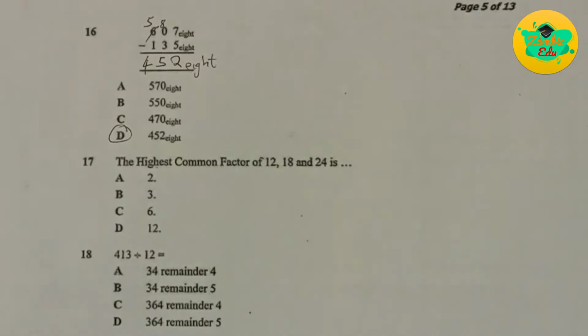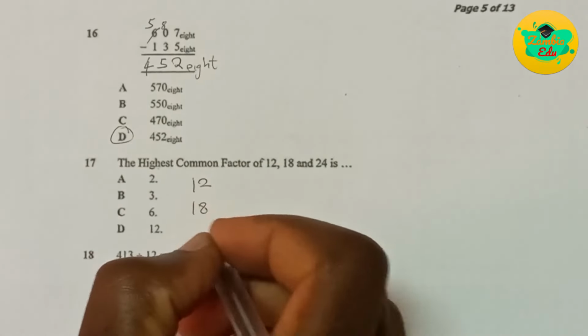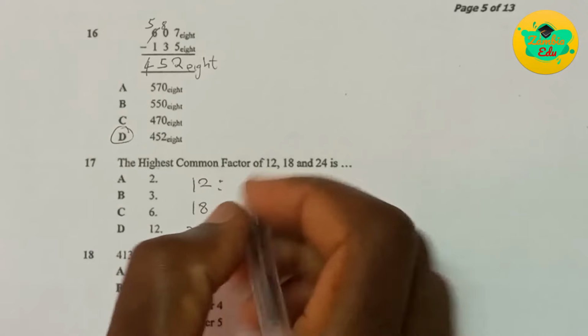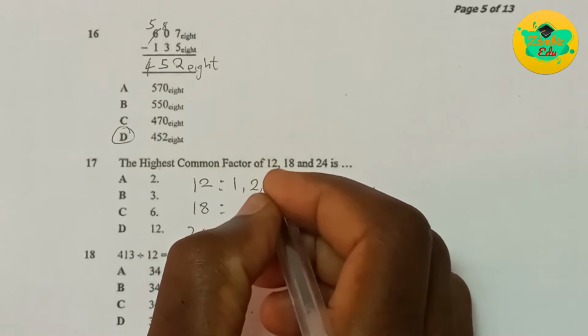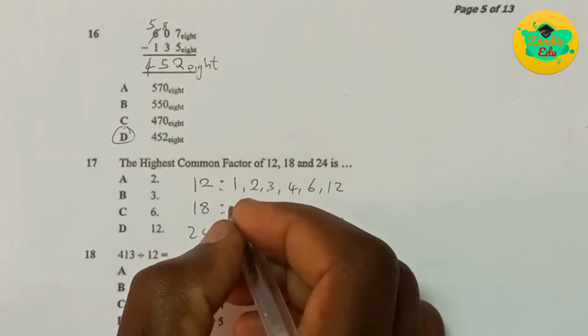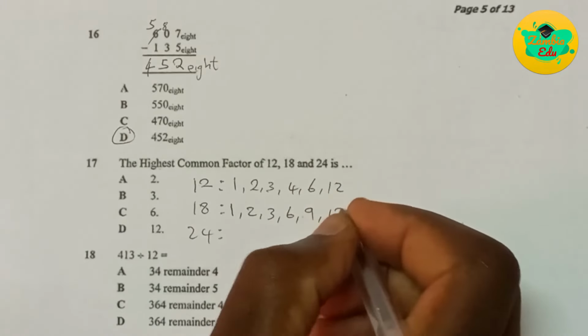We quickly go to number 17. Number 17 says the highest common factor of 12, 18, and 24 is. So what is the highest common factor? To do that, we're going to list the numbers under consideration. What are the factors of 12? 1, 2, 3, 4, 6, and 12 itself. What are the factors of 18? 1, 2, 3, 6, 9, and 18 itself.